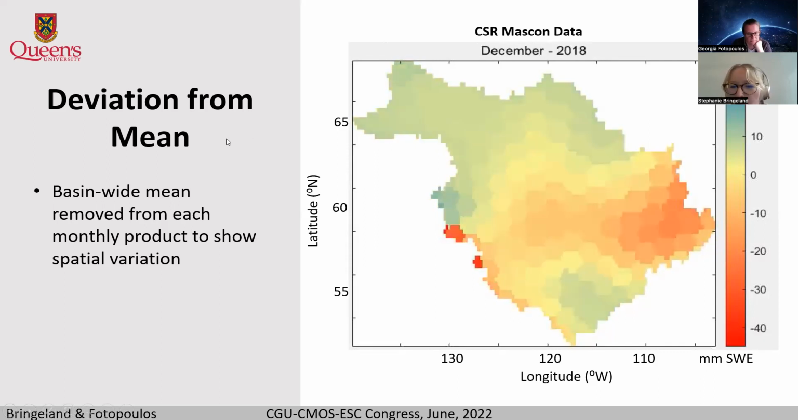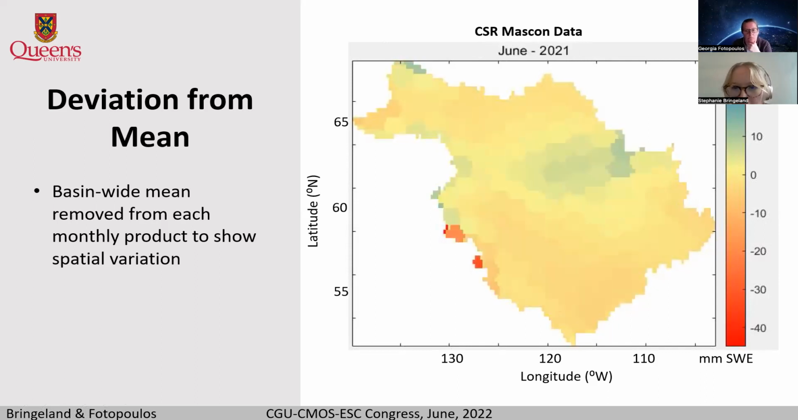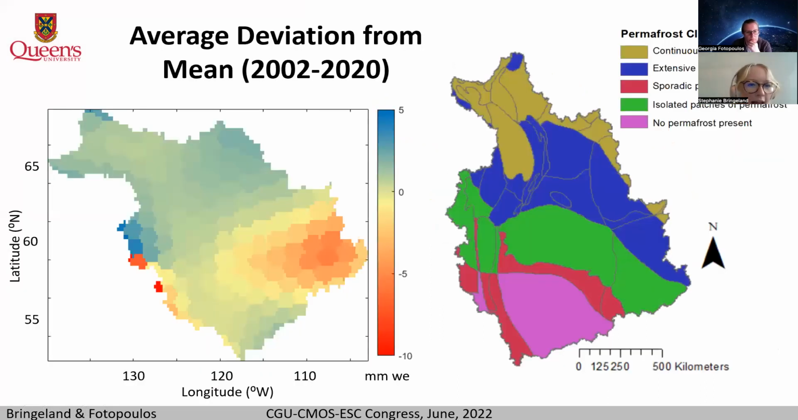So this is really showing us that averaging something across the entire basin might not give us the full picture of what we're looking at, and it's important to look at these local trends as well. Taking an average of 2002 to 2020 of that deviation from the mean, we can see that we get these zones: again, the south central eastern portion, which is experiencing a negative deviation from the mean, and then the northern part, which looks like it has a positive deviation.